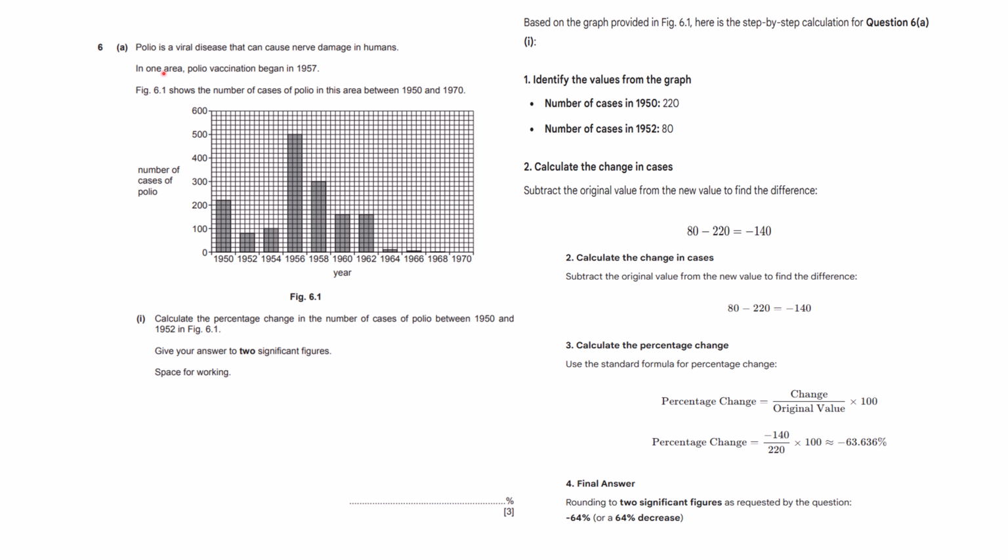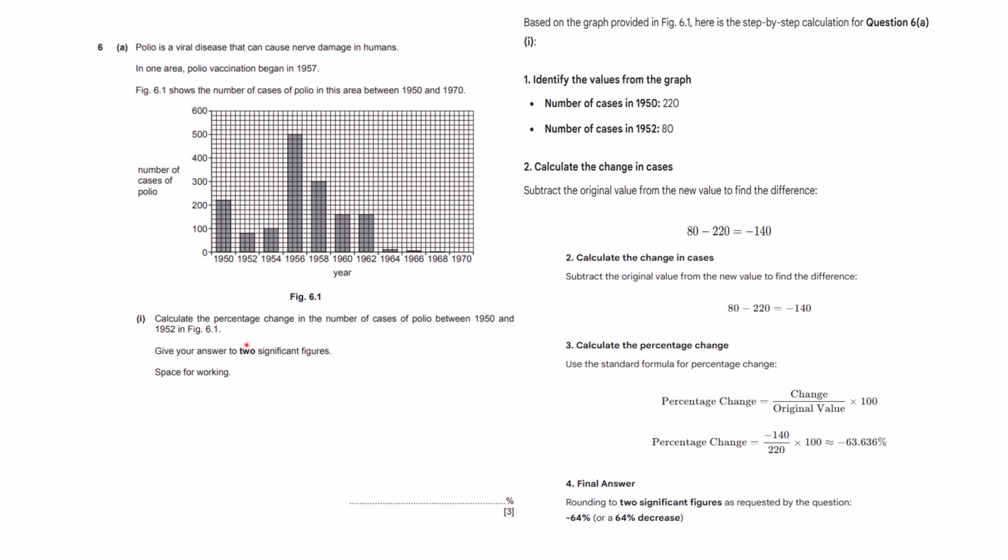Question 6, Part A. Polio is a viral disease that can cause nerve damage in humans. In one area, polio vaccination began in 1957. Figure 6.1 shows the number of cases of polio in the area between 1950 and 1970. Here the dark color shows the number of cases of polio in these years between 1950 and 1970.